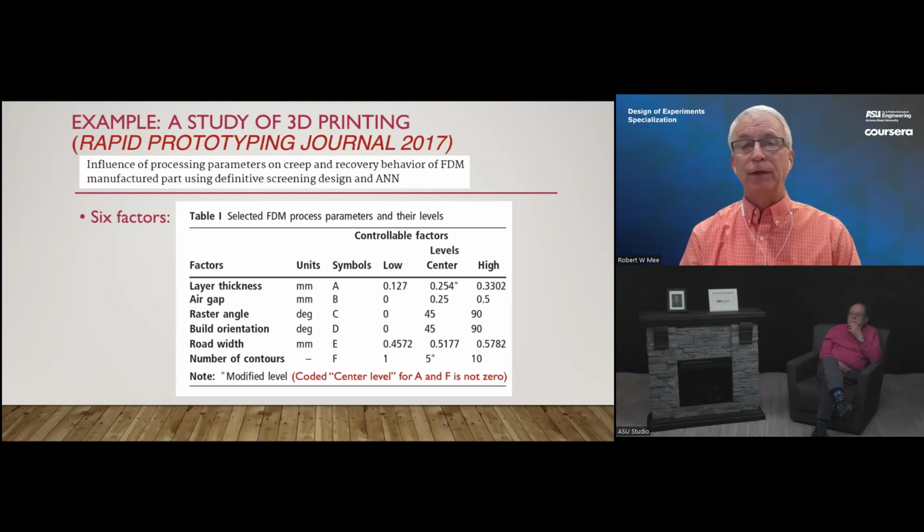You'll notice in this table 1 from the article, 2 of those center point levels for A and F have an asterisk. And this is because the authors did not choose a level that was exactly halfway between low and high. And so the coded level is not going to be 0.